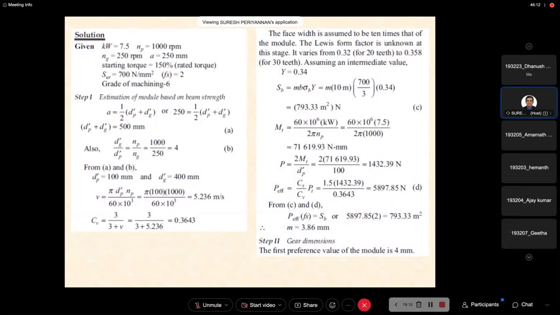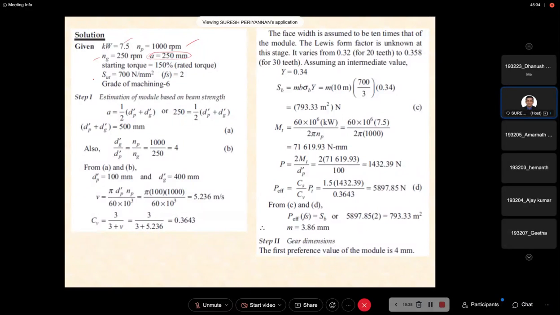Now come to the problem. See here, these are the given data. Power is given as 7.5 kilowatt. This is the pinion speed, and the gear speed is given. This is the center distance, which we discussed during gear terminologies. Right?